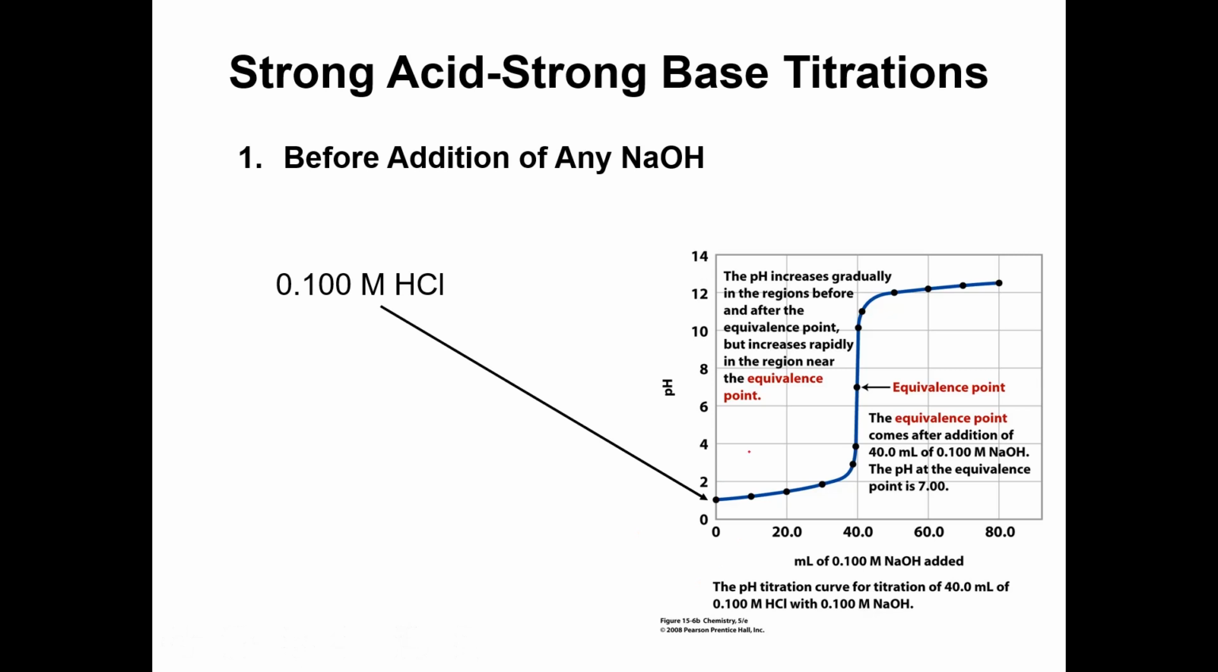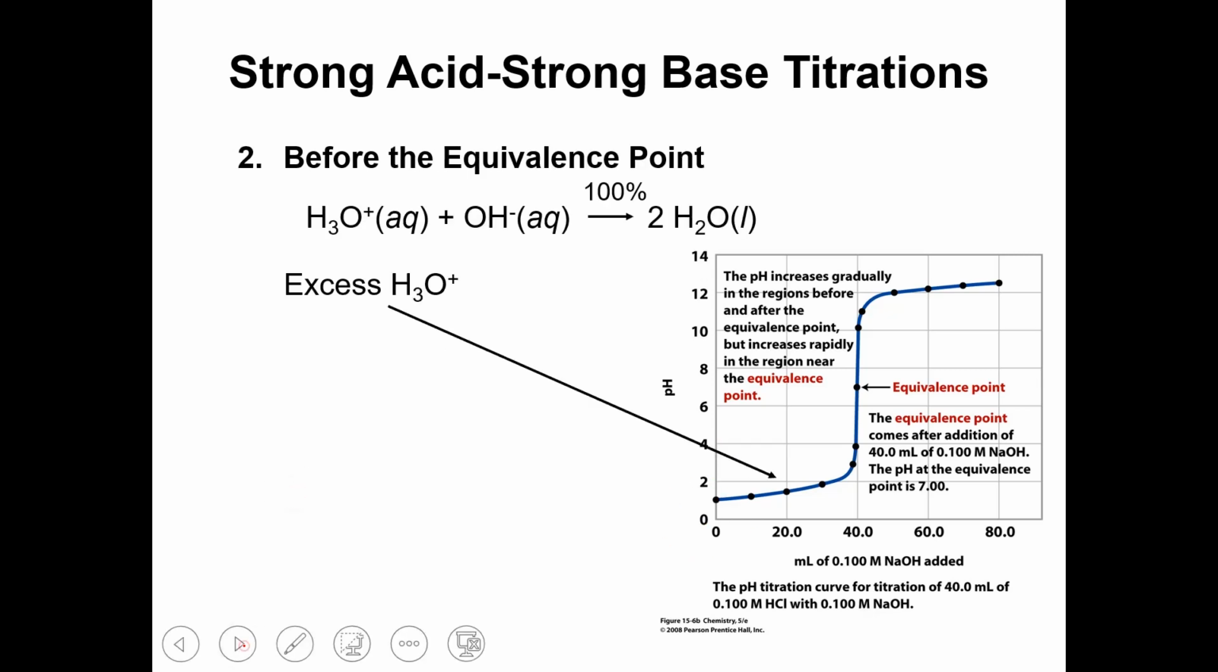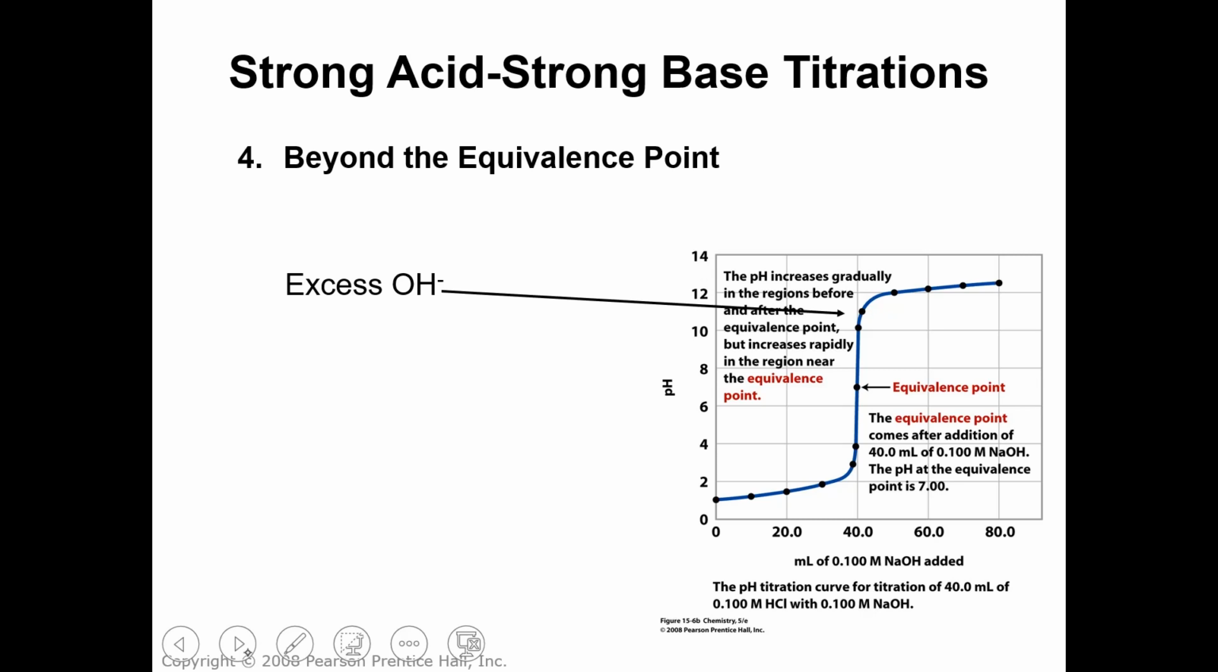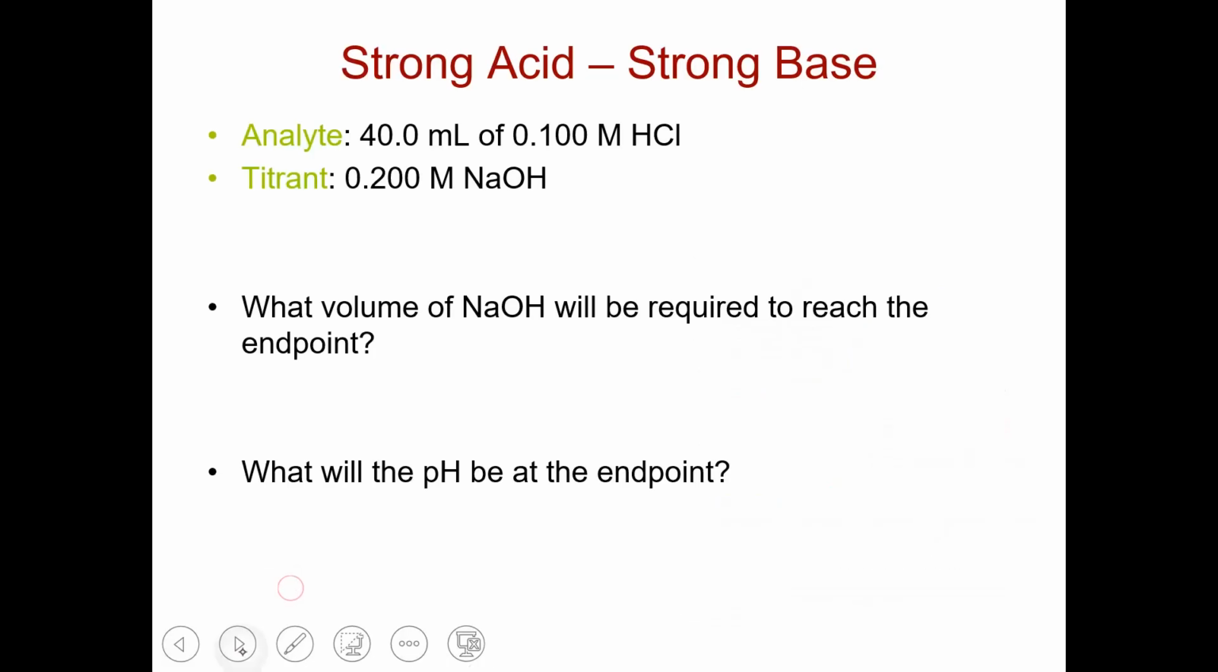Before the addition of any sodium hydroxide, we just have the pH of our hydrochloric acid, which is what we were pointing out on the previous graph. Then we're adding some sodium hydroxide, but we haven't gotten to the point where we've neutralized it, so we still have more of the acid. Then we reach a point where the amount of H3O+ is equal to the amount of OH-, so the pH should be 7. And then we can get to a point where we have excess hydroxide.